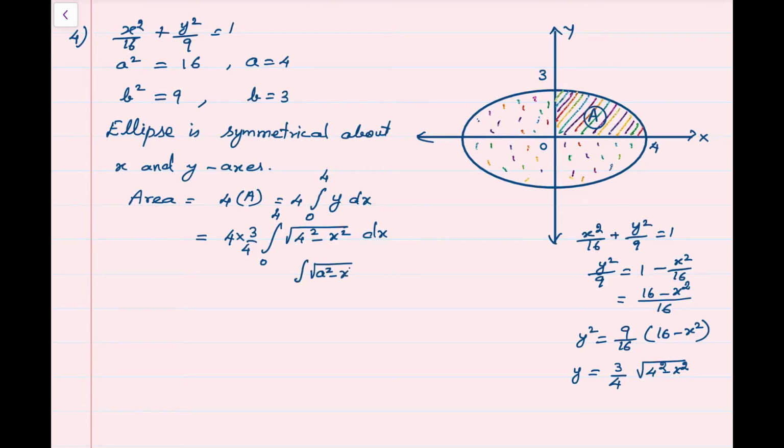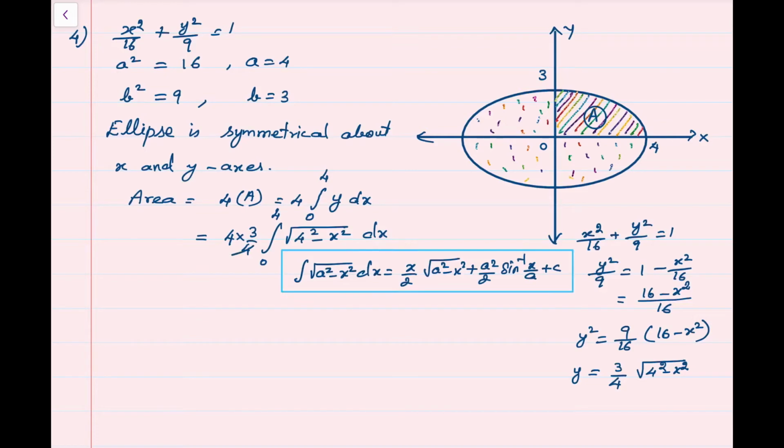Integral root of a square minus x square dx is equal to x by 2 root of a square minus x square plus a square by 2 sine inverse of x by a. 4 could be cancelled. By applying this formula, we get x by 2 root of 16 minus x square plus a square by 2. A square is 16. 16 by 2 sine inverse of x by 4. And the limits are 0 to 4.